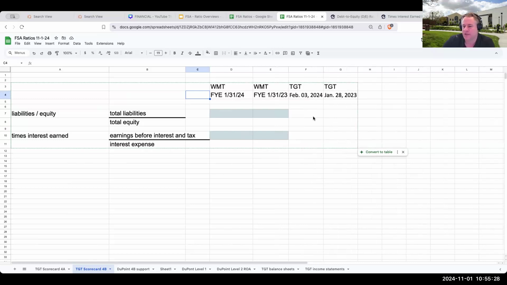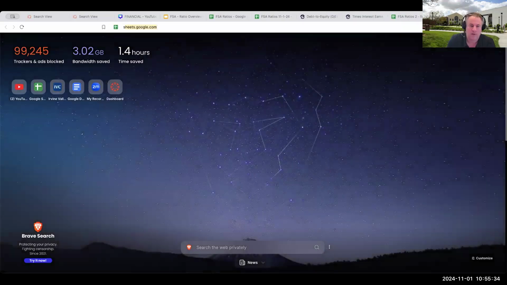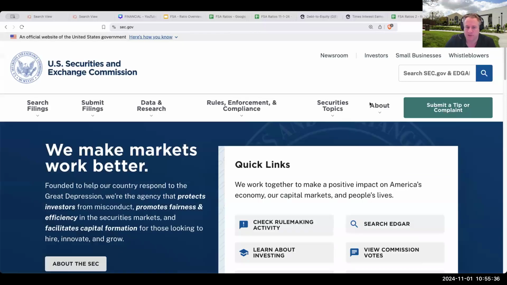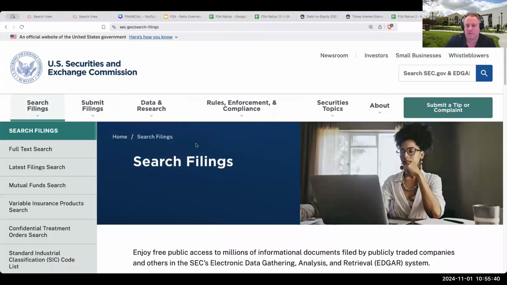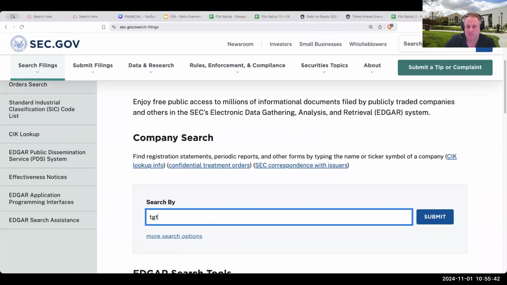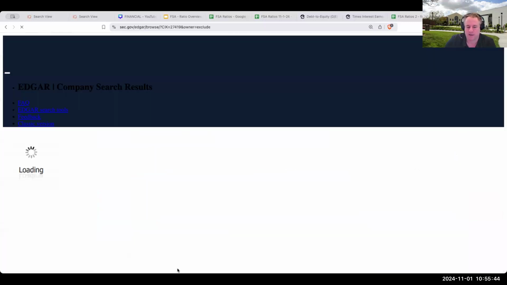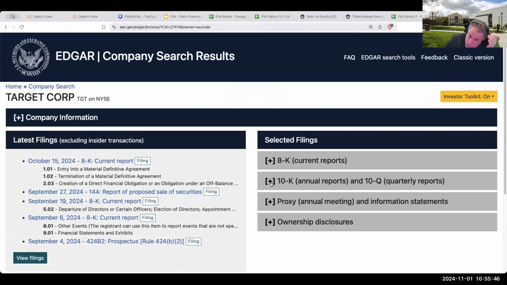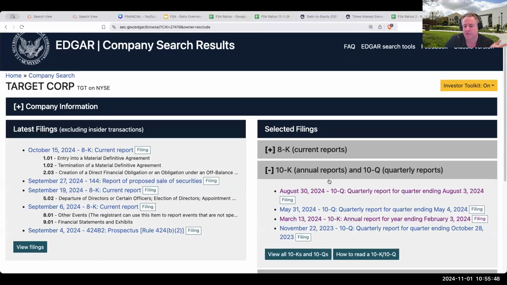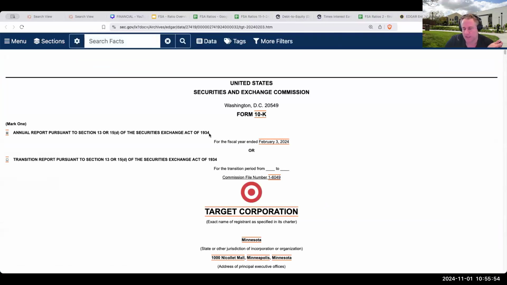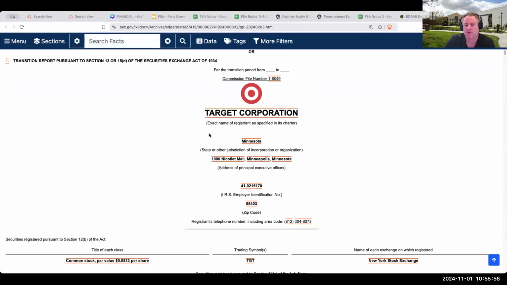So the first thing we're going to do is ask, what are the total liabilities of Target? What I've done is use the magic of sec.gov. If I come over here and take a look at Target, I have other videos, so if I'm going too quickly, feel free to leave a comment below, and I can provide you a link to looking up SEC filings.